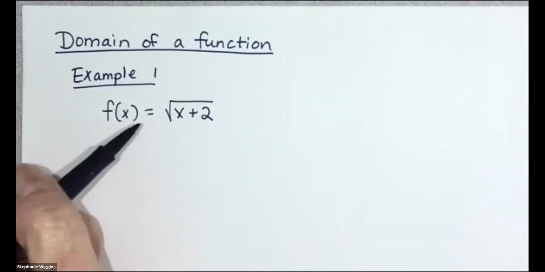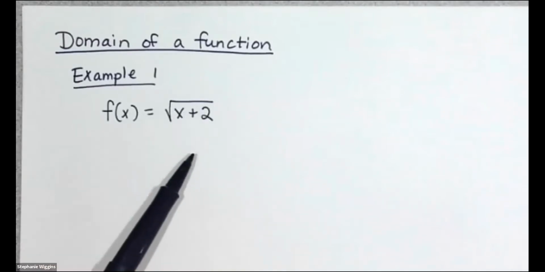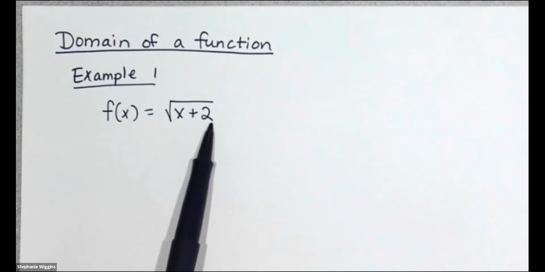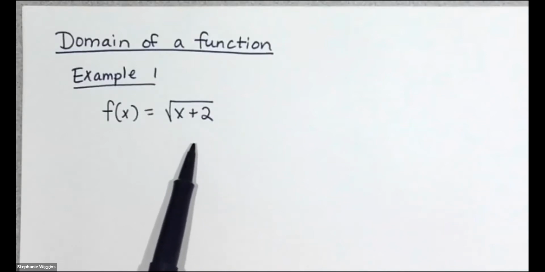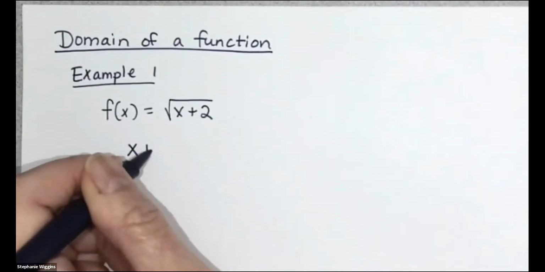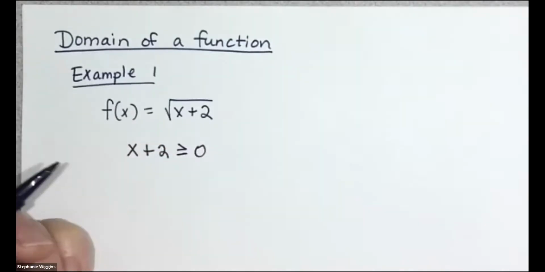if you have a function, this, by the way, is a radical function because the variable is under the radicand, or under the radical. And so that means that x plus 2, which is the radicand, must be greater than or equal to 0. So we're going to have to solve that inequality. We require that x plus 2 is greater than or equal to 0.